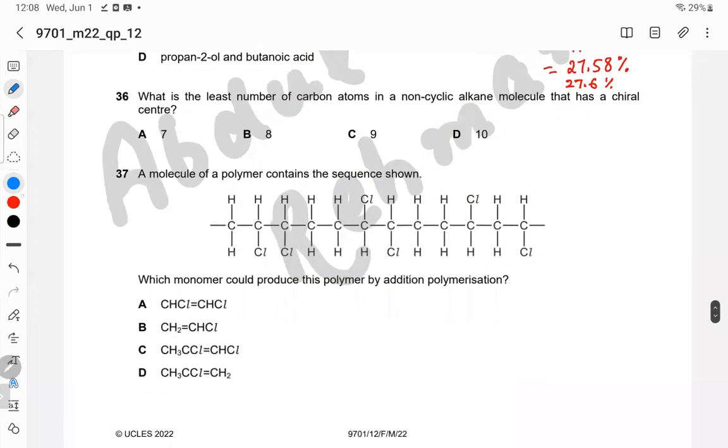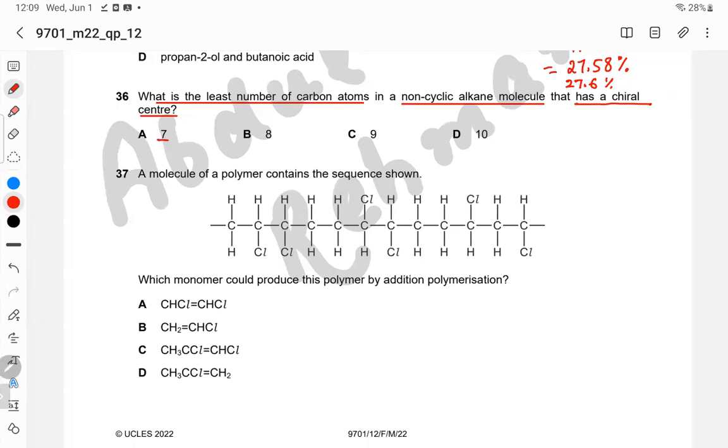Okay, now question number 36. What is the least number of carbon atoms in a non-cyclic alkane molecule that has a chiral center? Okay, you have to work on it, the structure which is non-cyclic and which has a chiral center and which must have the least carbon atoms.